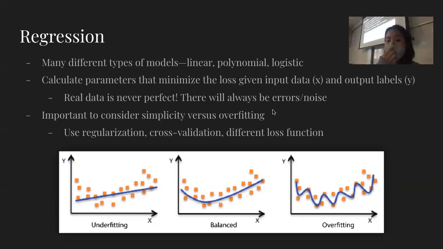And so we know that real data is never perfect and there will always be some errors and noise. And so this is always a trade-off that the model has to make between which points it wants to fit to and which points will be slightly off. And if you see below, it's also really important to think about simplicity versus overfitting. We can see that with the graph on the left. It's using a linear model and it's fitting pretty well, but you can see that the graph in the middle, which is polynomial, is a lot better.